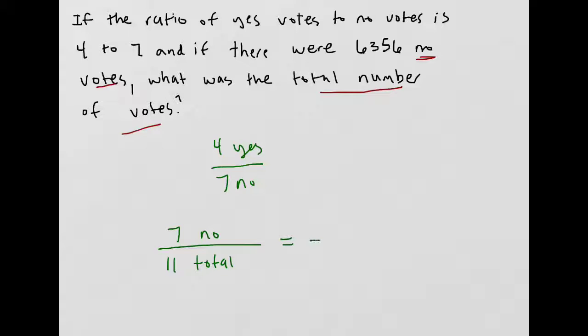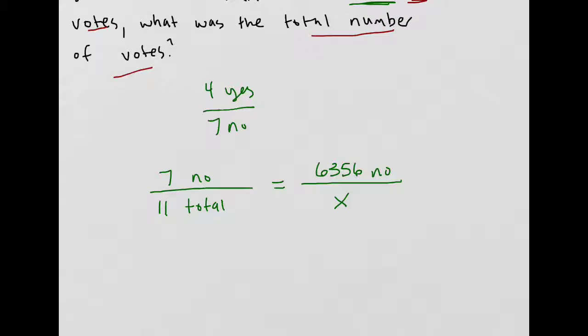So then on the other side, if I know that I have 6356 no votes, my job is just to figure out what the bottom number is. So since I don't know it right now, I'm going to call it X. And now I'm going to use the idea that if these two fractions are equal, and they really have to be, because however many no votes I have, the number of total votes is going to make this fraction equivalent to this fraction, or has to stay true to this ratio.